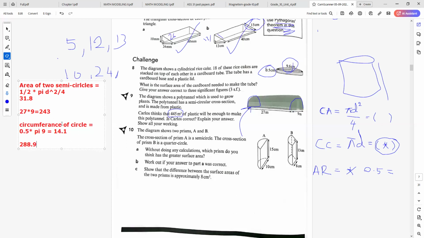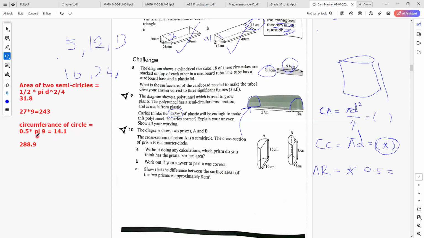Now let's check if we have done correctly. First we found out the area of two semicircles, that is half into pi d squared by 4. Then we found out this one, 27 into 9. So here we have made a mistake. You have to be very careful. This is only the circumference of this circle.